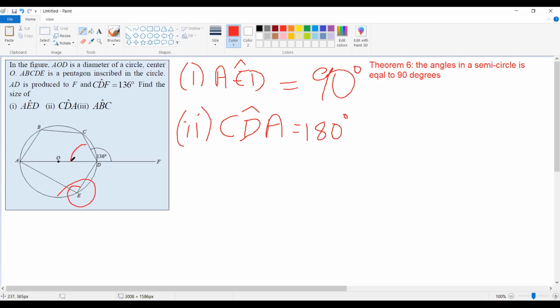So let's say we have to find angle CDA, right? So we want to find angle D. It's 136 take away 180. Sorry, 180 take away 136. Right? So that's how I got the 44 there. You all remember that?